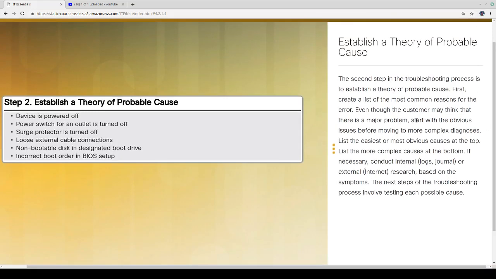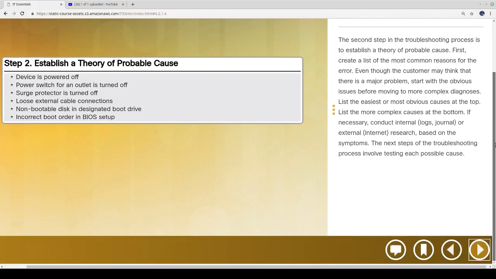Well, I'm thinking to myself, I write down a couple things. Could be the power cord, right? Could be the surge protector switch. Could be something with a boot issue where it's trying to boot to the USB or CD or floppy drive. All right. Okay, so that's the theory of probable cause.